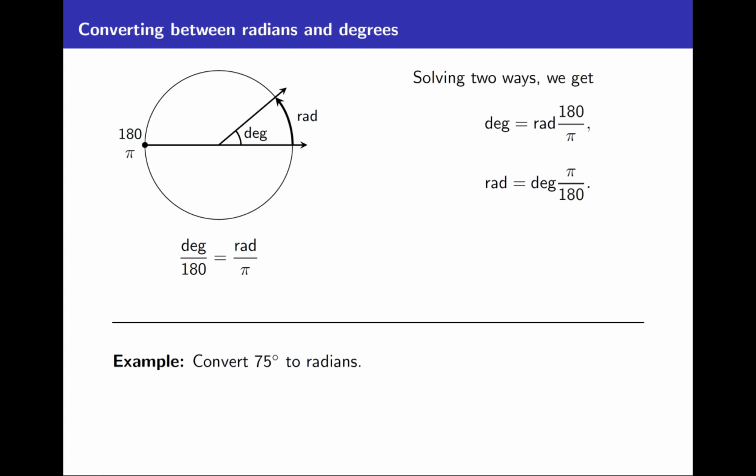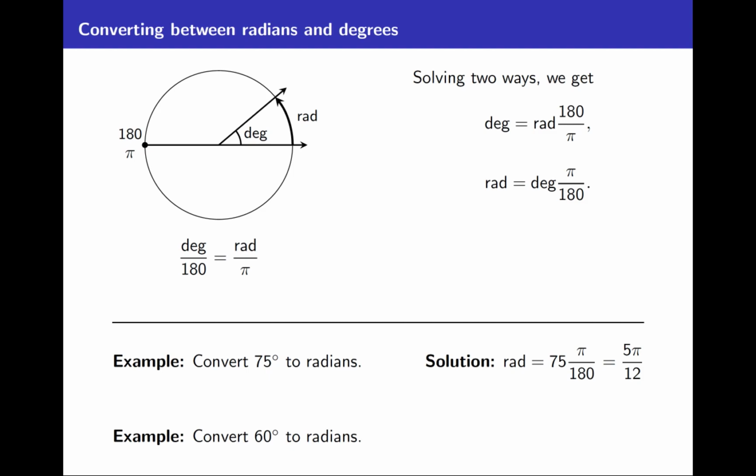So as an example, let's convert 75 degrees to radians. So we want to use this equation that gives us rad in terms of degrees. You would just take this 75 degrees and plug it in for deg right here. Solution, rad is 75 times pi over 180. And that reduces to 5 pi over 12. So 75 degrees is 5 pi over 12 radians.